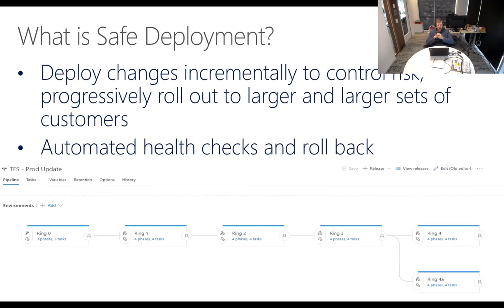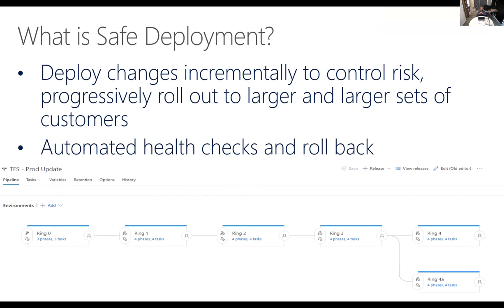So we have a set of practices we call safe deployment practices. They are designed to deploy changes incrementally to control risk, progressively rolling them out to larger and larger sets of customers. We use automated health checks to assess how things are going, and we roll back if at any point there's a problem. Now you might say, hey, this sounds an awful lot like feature flags. Feature flags allow me to turn features on and off. How's that different from safe deployment?